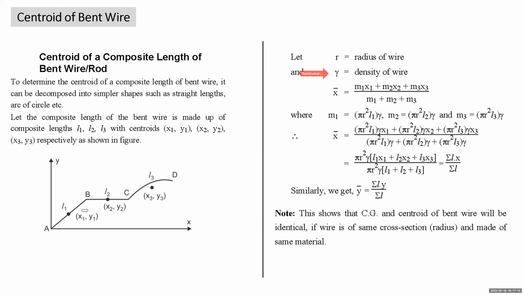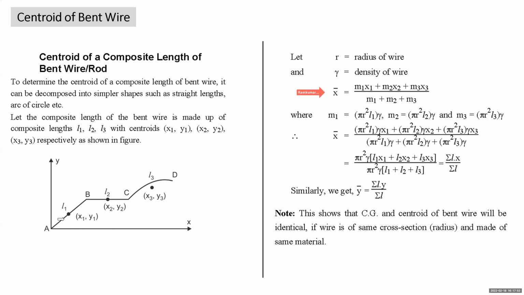Now, looking at our previous understanding, if you want to find the x coordinate of CG of this wire, how will you find it? X bar will be equal to M1 x1 plus M2 x2 plus M3 x3 divided by M1 plus M2 plus M3. What is M1? Mass of wire component AB. M2 is the mass of wire component BC, and M3 is the mass of wire component CD. All right. x1, x2, x3 are the x coordinates of the parts AB, BC, and CD respectively. Now, we know that a wire is nothing but an example of a cylinder.